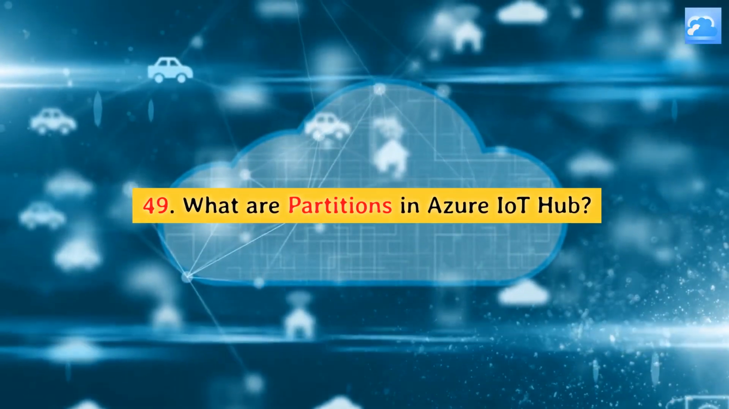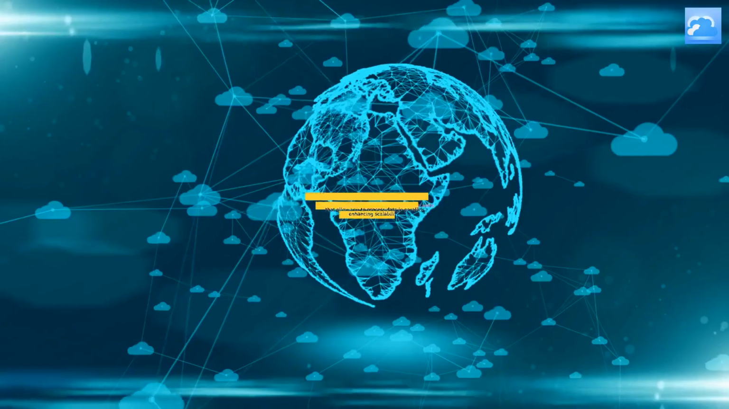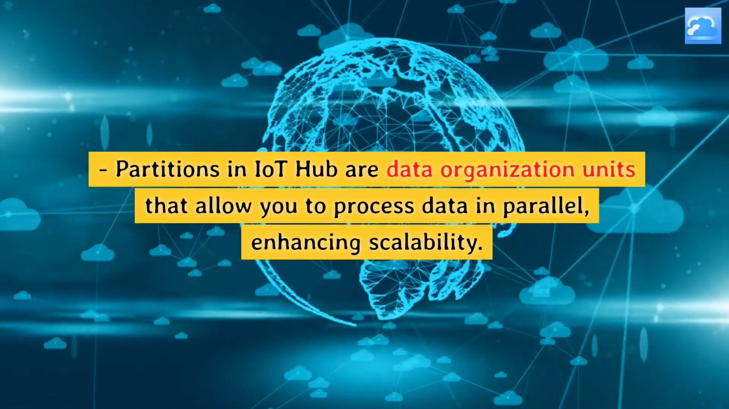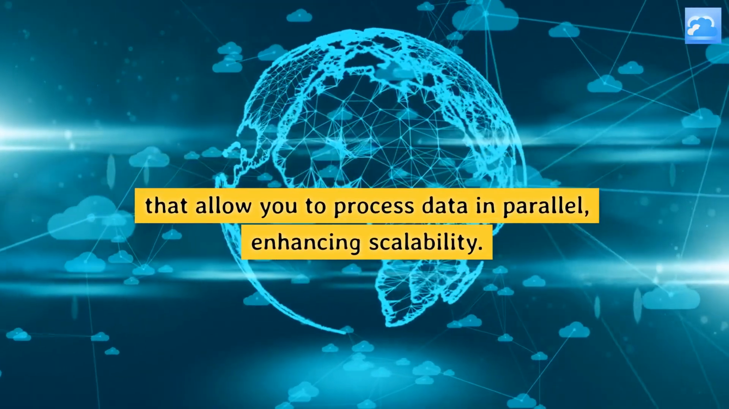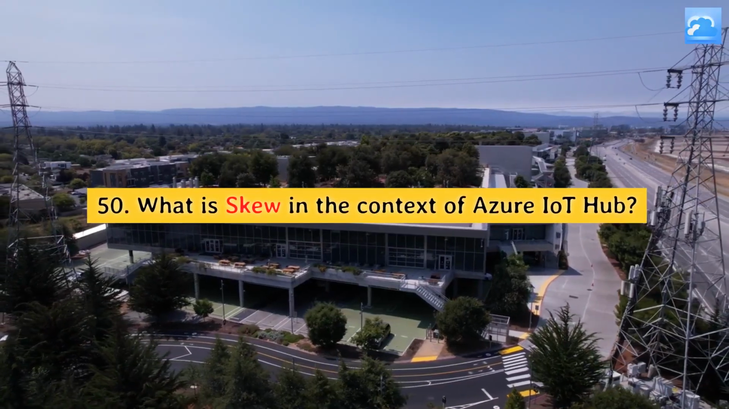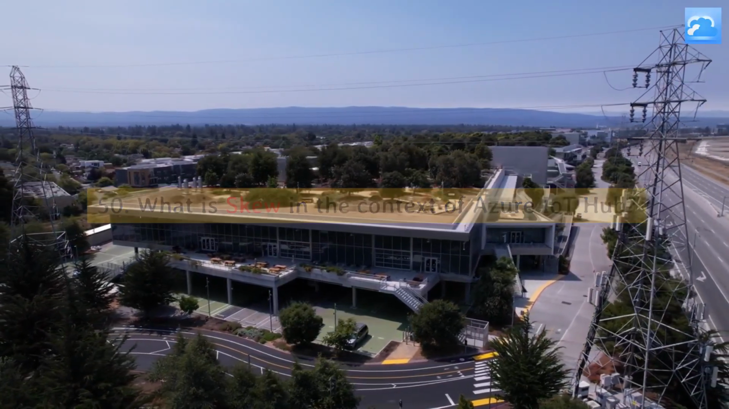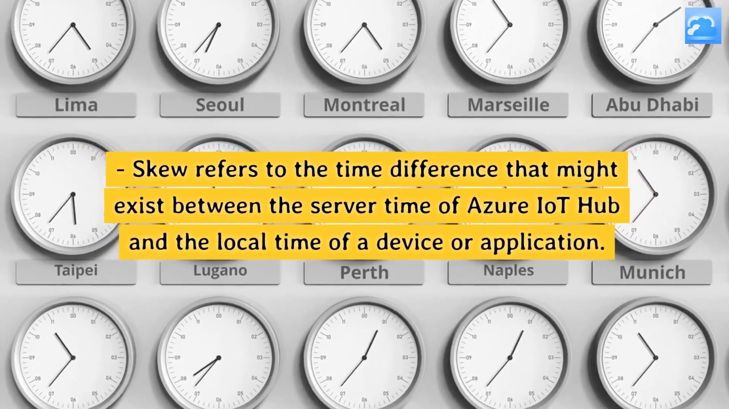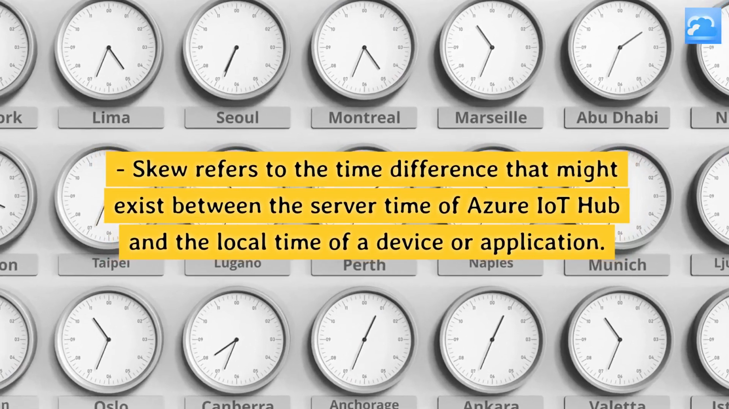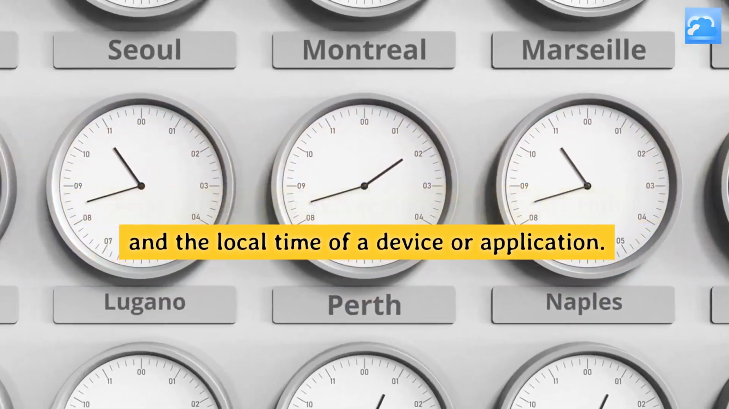49. What are partitions in Azure IoT Hub? Partitions in IoT Hub are data organization units that allow you to process data in parallel, enhancing scalability. 50. What is skew in the context of Azure IoT Hub? Skew refers to the time difference that might exist between the server time of Azure IoT Hub and the local time of a device or application.